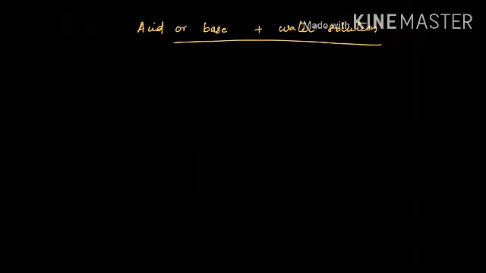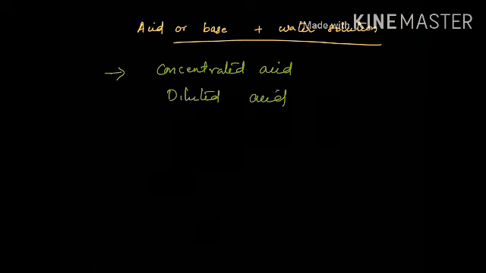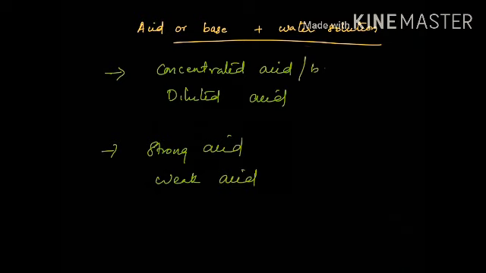So depending upon the number of H plus ions or the OH minus ions, we have concentrated acid and diluted acid. Then we have strong acid and weak acid. The same thing will be there for the base also, so we can write it as base: strong base or a weak base.